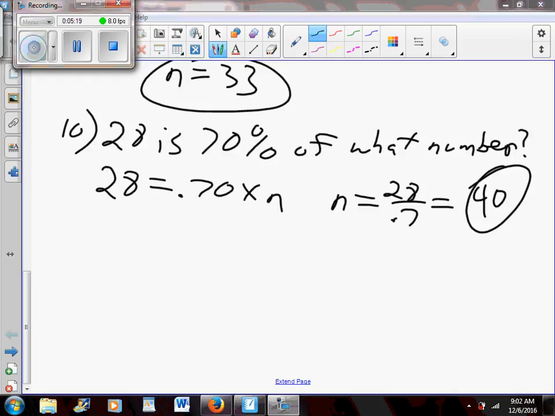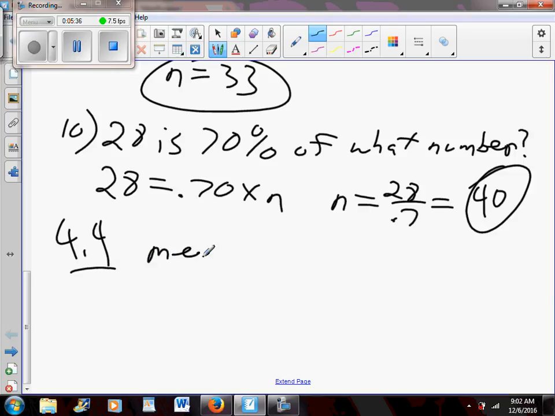The next thing that we're going to review is in section 4.4. We're reviewing the concepts mean, median, mode, and range.